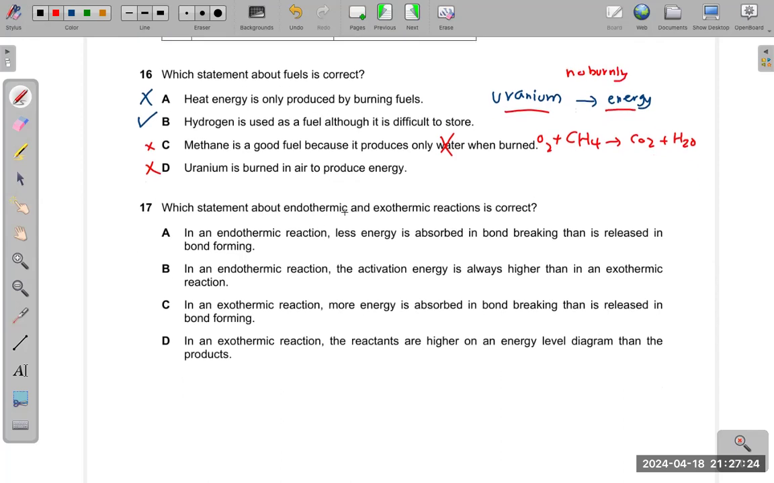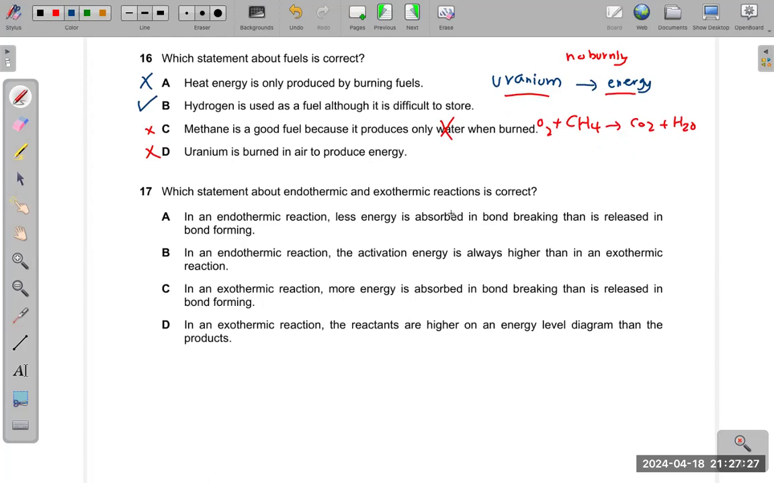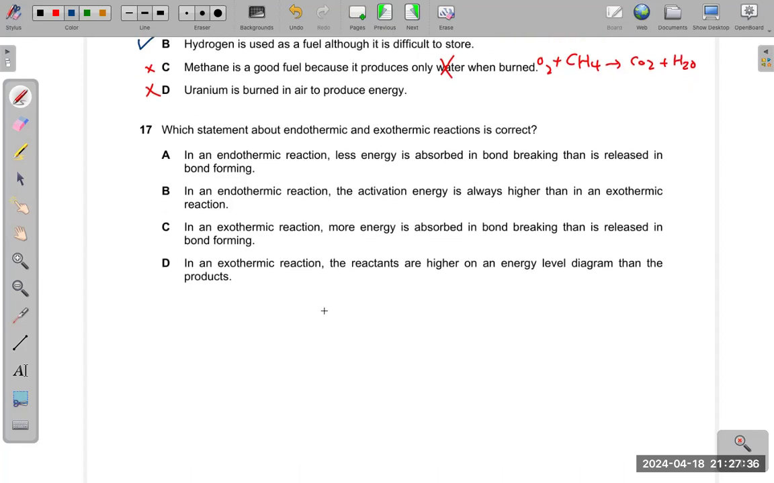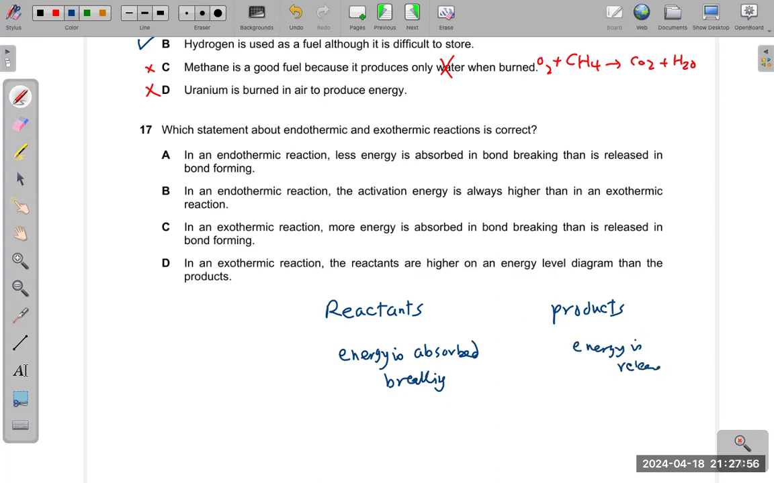Which statement about endothermic and exothermic reactions is correct? In an endothermic reaction, less energy is absorbed in bond breaking than released in bond forming. There are two steps which happen in the reaction: there are reactants and there are products. In the reactants, energy is absorbed, because this is breaking bonds, and breaking needs energy. And here energy is released. So let me see.